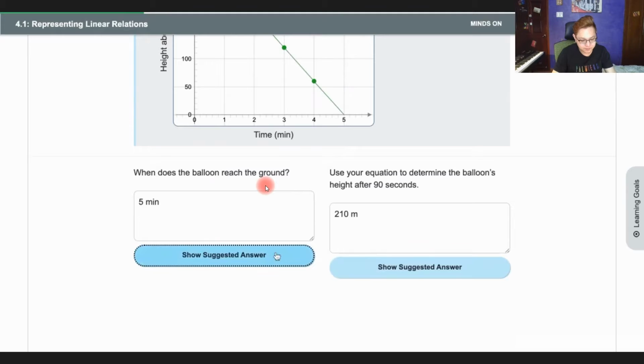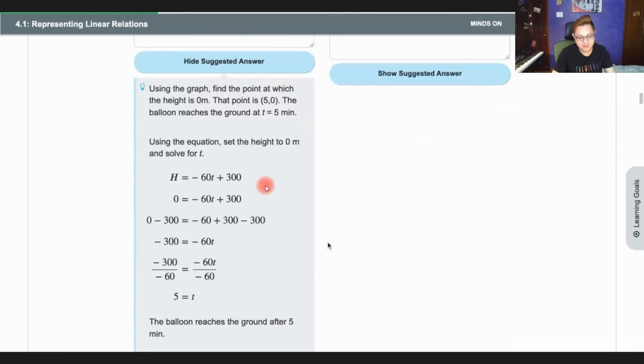So here are the suggested answers. Using the graph, find the point at which the height is 0 meters. That point is 5, 0. The balloon reached the ground at t equals 5 minutes. Using the equation, set the height to 0 meters and solve for t.